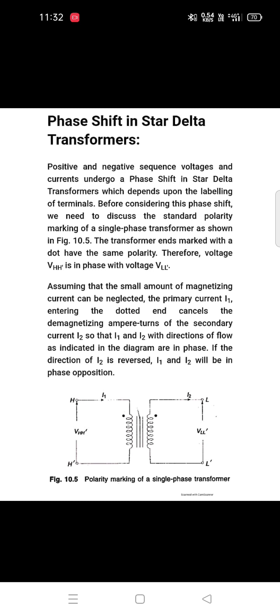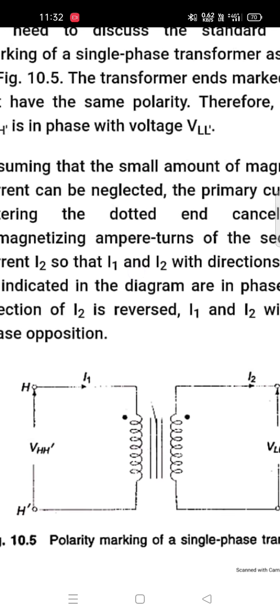Now let us take the phase shift in a star delta transformer. Positive and negative sequence voltages and currents undergo a phase shift in a star delta transformer, which depends upon the labeling of terminals. Before considering this phase shift, we need to discuss the standard polarity marking of a single phase transformer. As we can see here, the transformer ends marked with a dot have the same polarity.